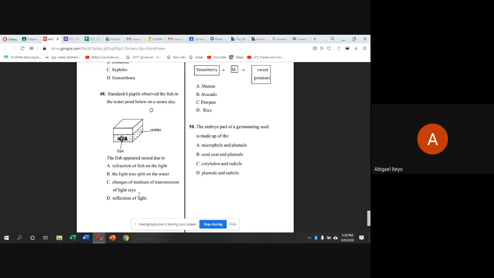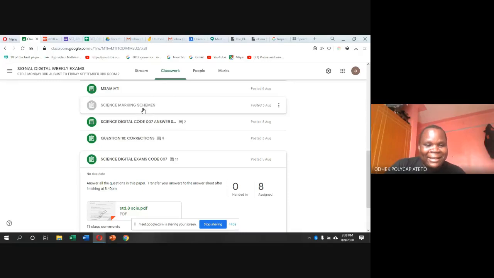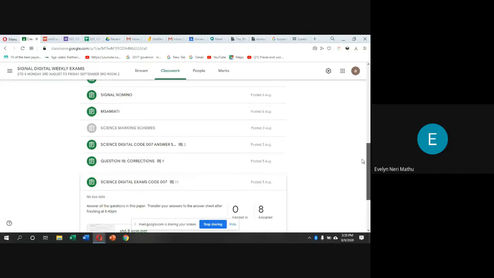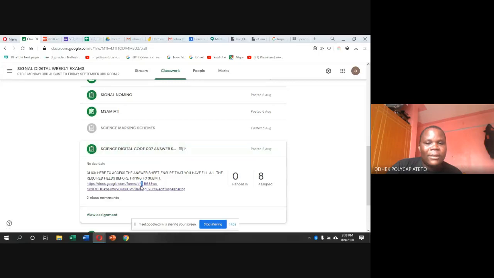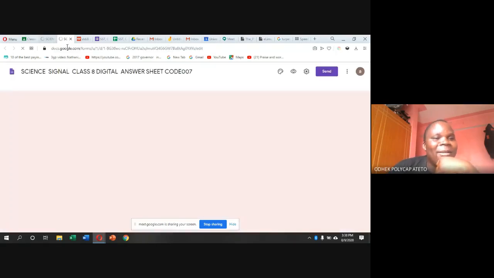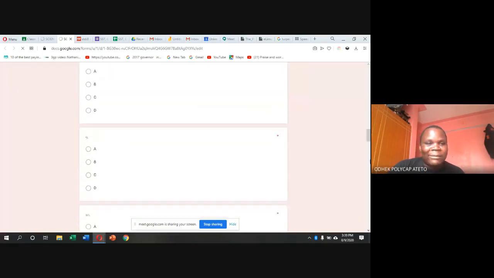Teacher, that was not in the marking scheme. I wrote that and they failed me. The answer was A, according to the marking scheme. They were marking with A. No, I'm marking with C. I don't think so, but let's just confirm. Science answer sheet. You're talking about number 48. I'm wondering why they can mark with A. A is not refraction of light of fish. It has to be refraction of light, not fish. But let's just confirm. Number 48.